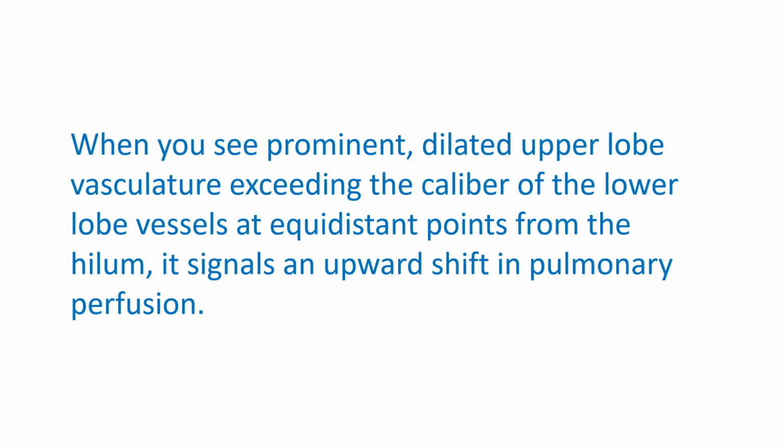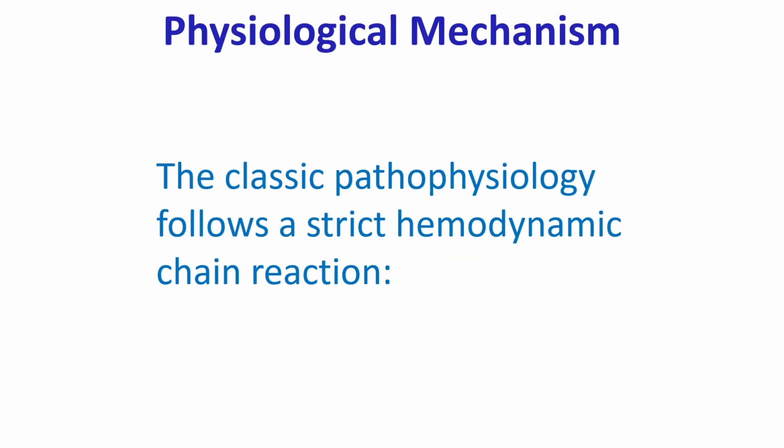When you see prominent dilated upper lobe vasculature exceeding the caliber of the lower lobe vessels at equidistant points from the hilum, it signals an upward shift in pulmonary perfusion. The classic pathophysiology follows a strict hemodynamic chain reaction.